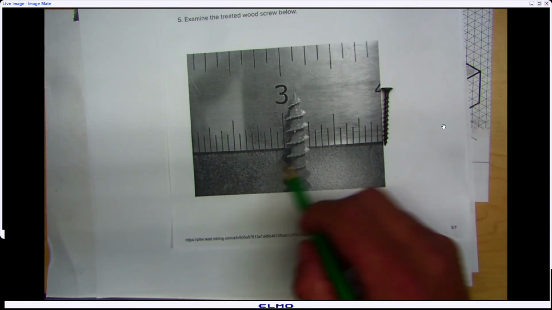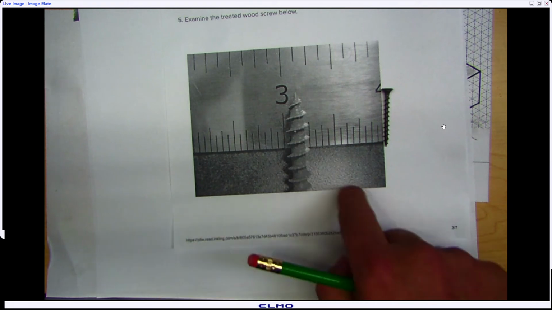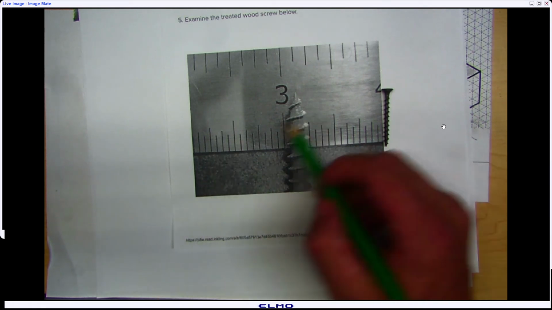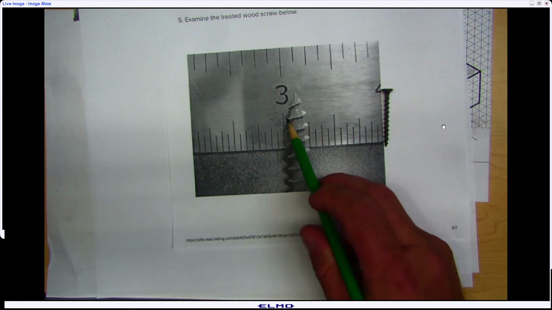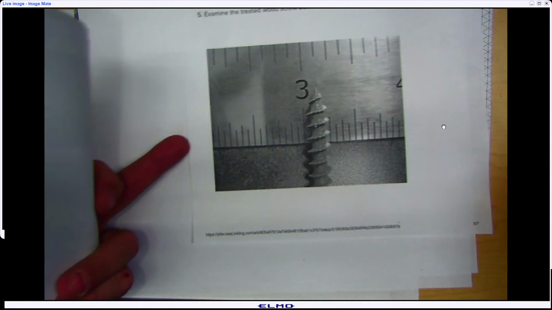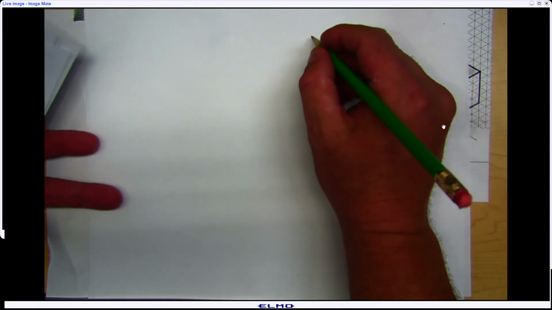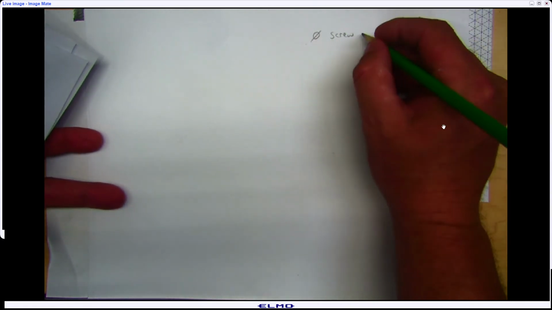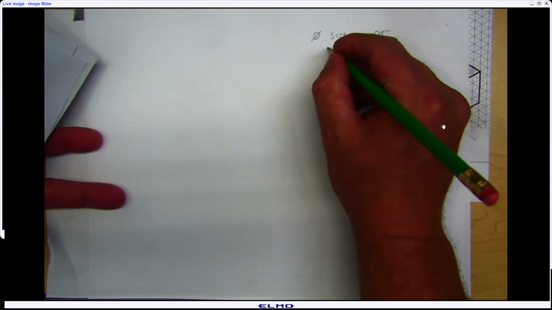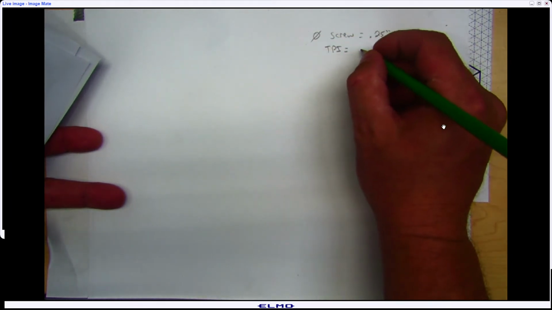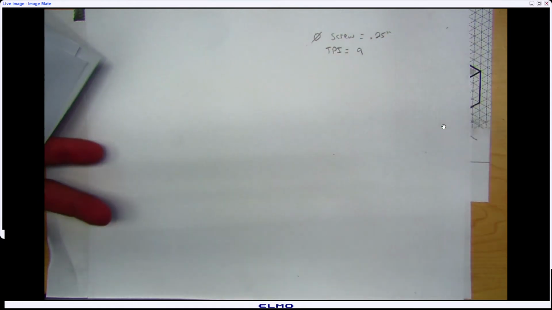The other image, which I can't show you on this printout, but you can see if you slide to the next image, shows the threads across 1 inch, where you can count how many threads there are per inch. So the information I retrieved from the images: the diameter of the screw is 0.25 inches, and the threads per inch, or TPI, I counted 9 threads per inch.